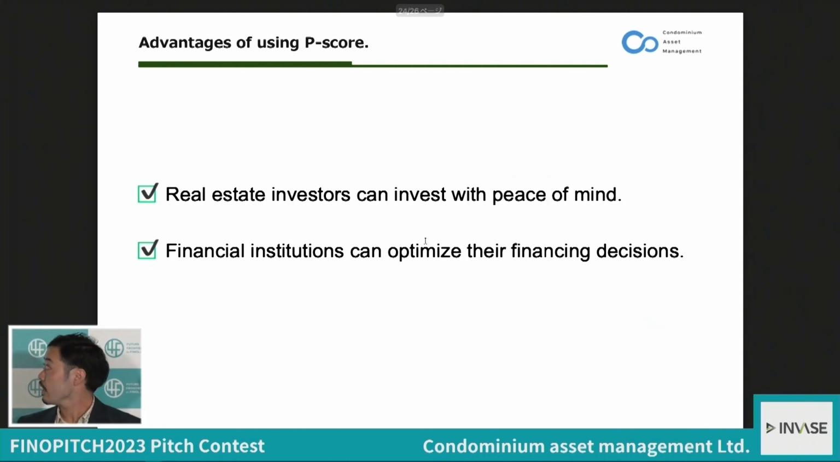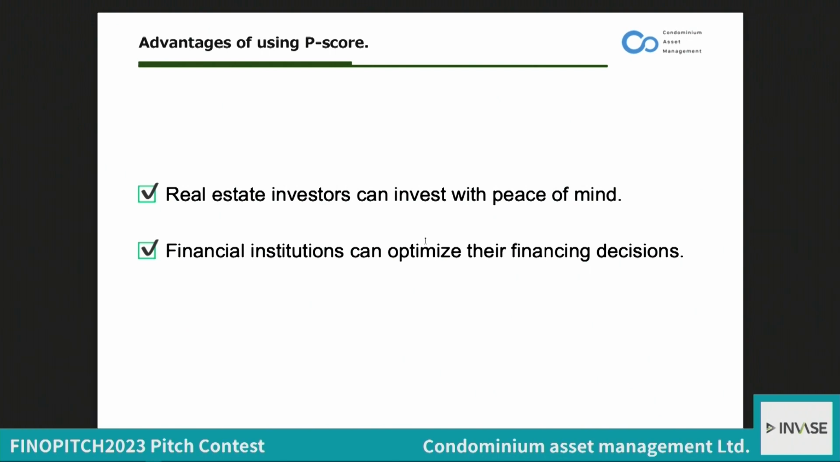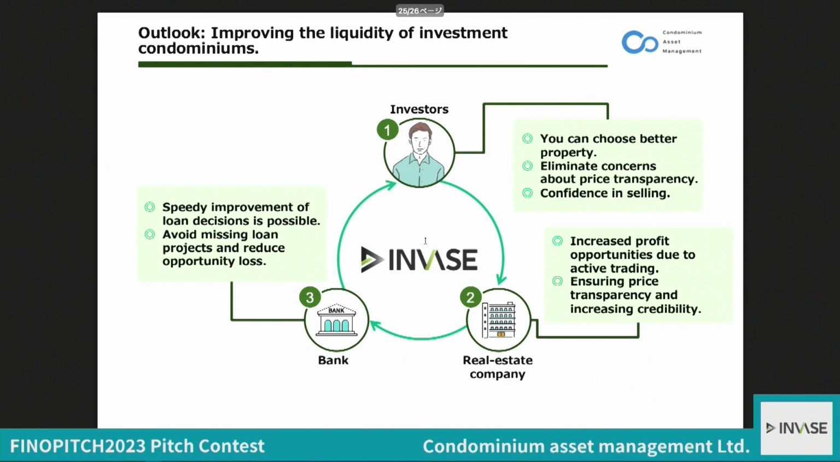So, here are some of the benefits of using P score. First, real estate investors can invest with peace of mind. Second, financial institutions can optimize their financing decisions. As a result, both real estate investors and financial institutions can expect to reduce opportunity losses in transactions. Transactions can be expected to go more smoothly as the appropriate valuation of condominiums becomes more visible.